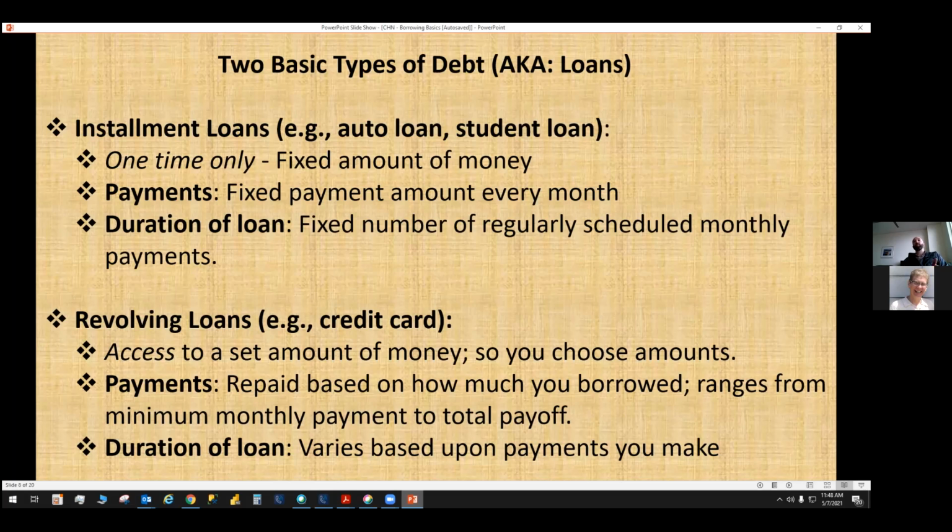So the payments are repaid based on how much you borrowed, and it ranges anywhere from a minimum monthly payment in the case of a credit card, to a total payoff. So one option you have when you swipe your credit card for those groceries is you could pay off the whole $150 by the end of the month, and then you don't pay any interest on it. Or you could say, it's going to take me 3 months to pay off those groceries. So you pay about $50 a month for 3 months. But after you cross into those subsequent months, you start paying a little bit of interest on that as well.